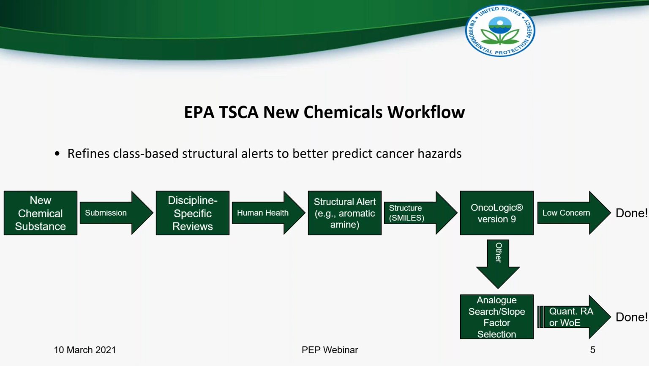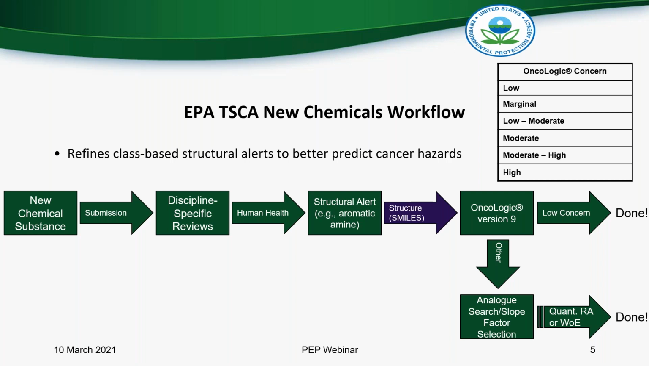We can then enter the structure into OncoLogic version 9, usually using the SMILES code. If there's a low concern, then we can reduce the concern for cancer. If it's a result other than low, then we can start doing an analog search or slope factor selection for a quantitative risk assessment or a weight of evidence evaluation. So again, low is one of the 6 different outputs of the OncoLogic system.